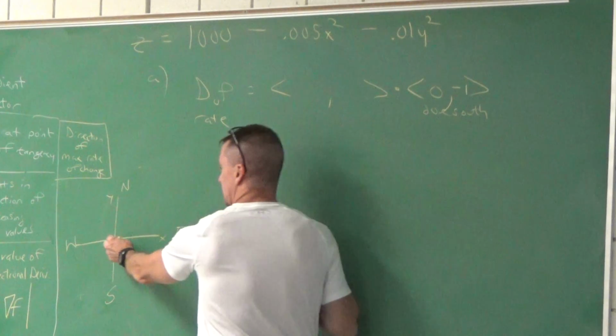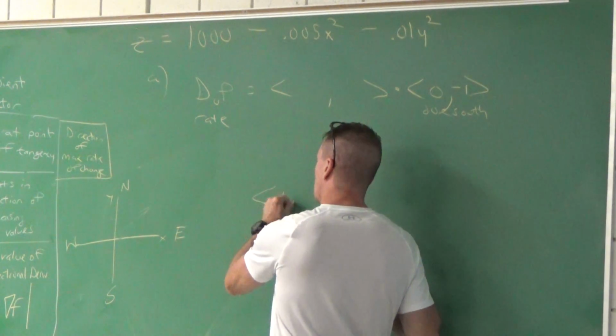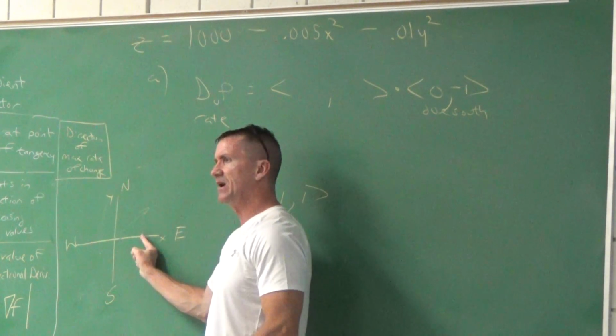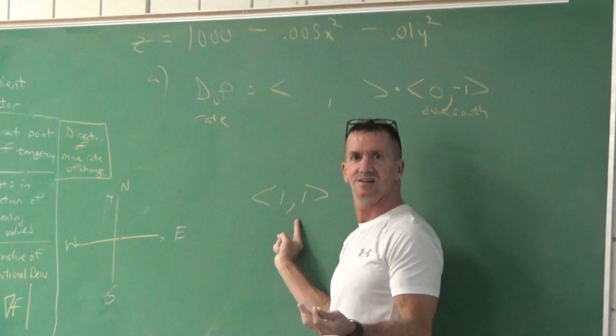I'll try that. Northeast would be a vector that went like this. That would be a vector that went like what? 1, 1? Moved 1 this way and 1 that way? The only problem is that's not a unit vector. How can you make that a unit vector? Divide by square root. There you go.